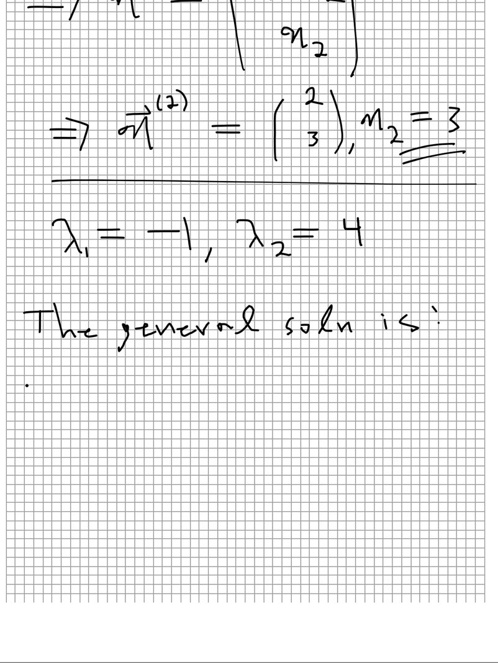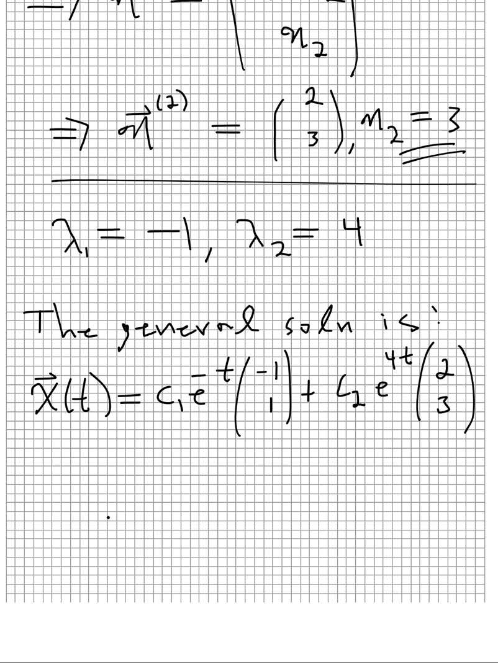based off the formula we showed earlier, x of t, which is our general solution, equals c1 e to the minus t, that's -1t, the eigenvalue, our first eigenvalue, times the eigenvector that's associated with it, plus c2 times e to the 4t, that's the second eigenvalue, and then we multiply that to the eigenvector, which is 2 and 3. There you go.